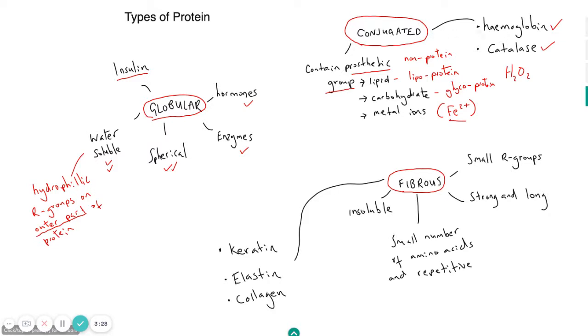So there are our conjugated proteins, hemoglobin and catalase, and our globular proteins would be our enzymes and hormones, and one example of a hormone would be insulin.